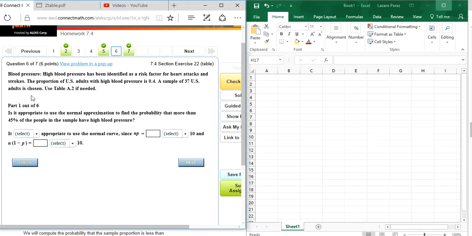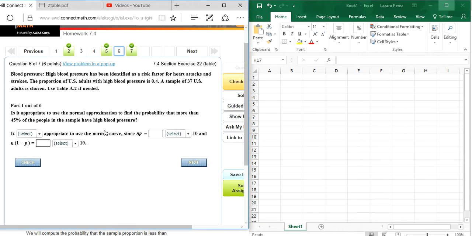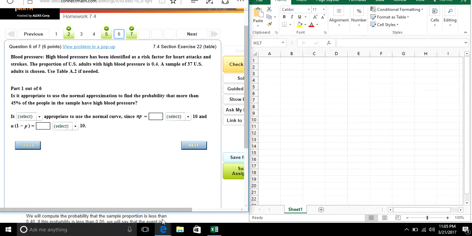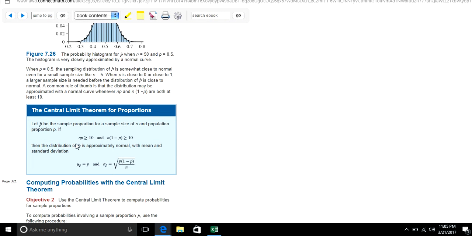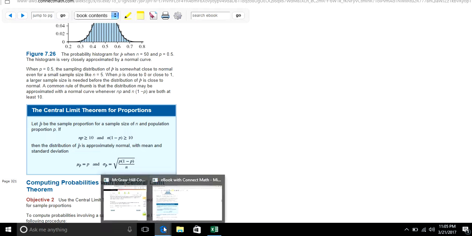Alright, so it asks, is it appropriate to use a normal approximation to find the probability that more than 45% of the people in a sample have high blood pressure? So the formula to see if it's appropriate to use the normal approximation, let's go to our ebook. The central limit theorem for proportions applies as long as it passes the test: n times p is greater than 10, and n times 1 minus p is greater than 10. So let's go ahead and try these.